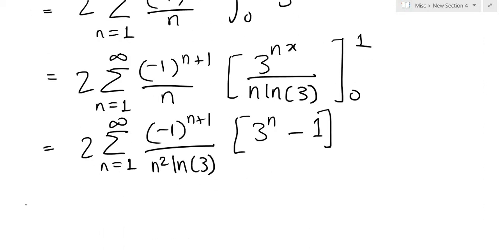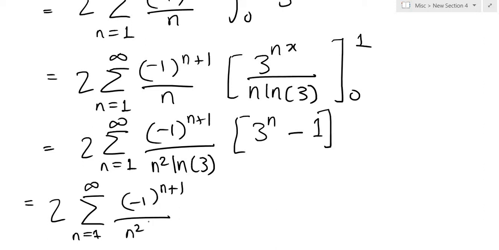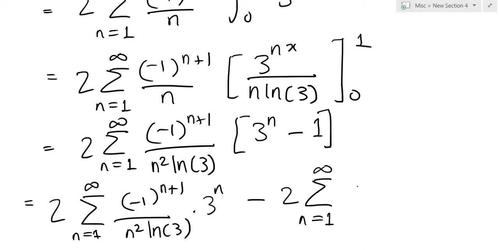As before, we can just split it into two different sums. So 2 times the summation from n equals 1 to infinity of (-1)^(n+1) over n squared times the natural log of 3. In the numerator, we have a 3 raised to n. Okay, and minus 2 times the sum from n equals 1 to infinity of (-1)^(n+1) divided by n squared times the natural log of 3.